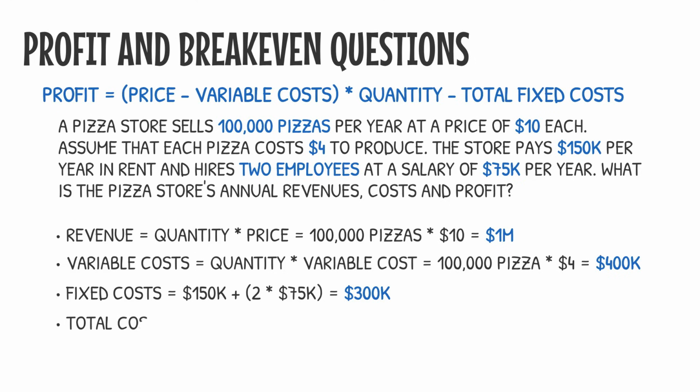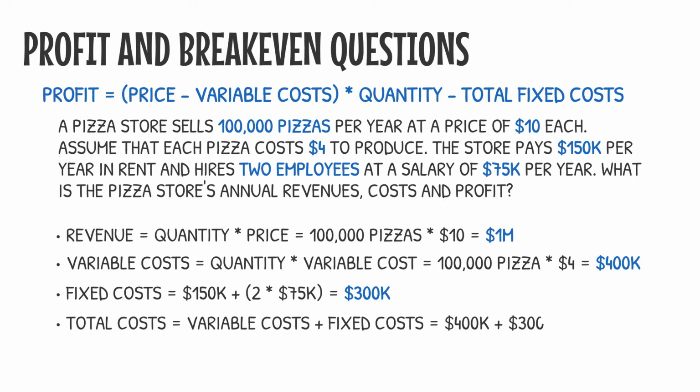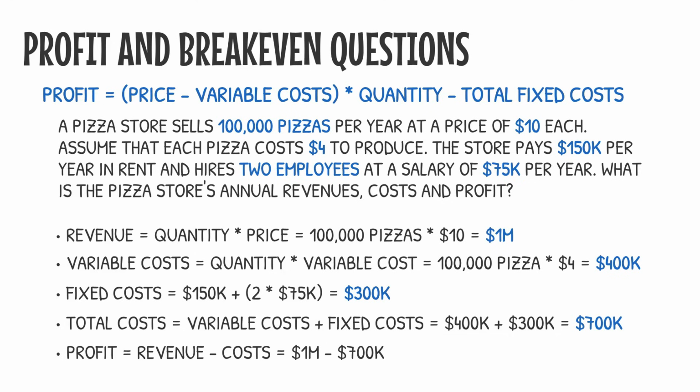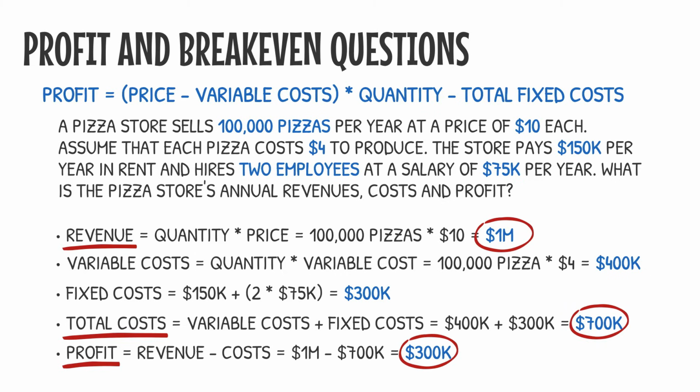Total costs equal variable costs plus fixed costs, or $400,000 plus $300,000, which equals $700,000. And finally, profit equals revenue minus costs, or $1 million minus $700,000, which equals $300,000. From our calculations, we know that annual revenues are $1 million, annual costs are $700,000, and annual profit is $300,000.